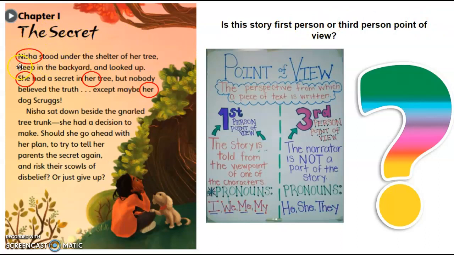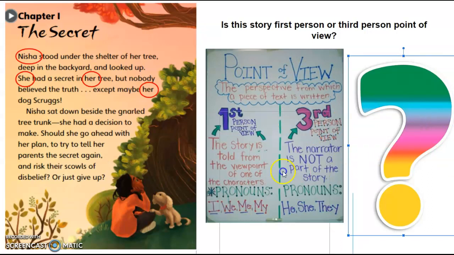It says Nisha's name. It does not say I. It says Nisha. It says she had a secret. In her tree, her dog. Nisha did this. Nisha did that. It's going to tell you what everybody does, including Nisha. Is that a first person point of view or a third person point of view? I'm going to count to 3 and think of your answer.